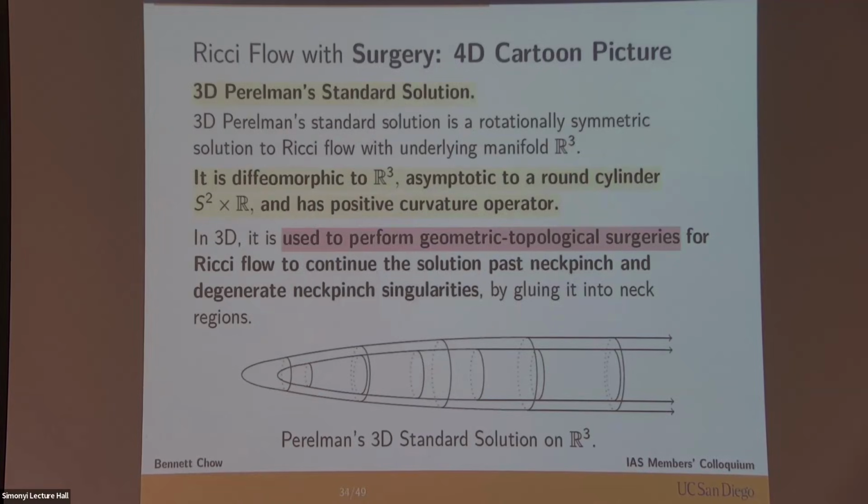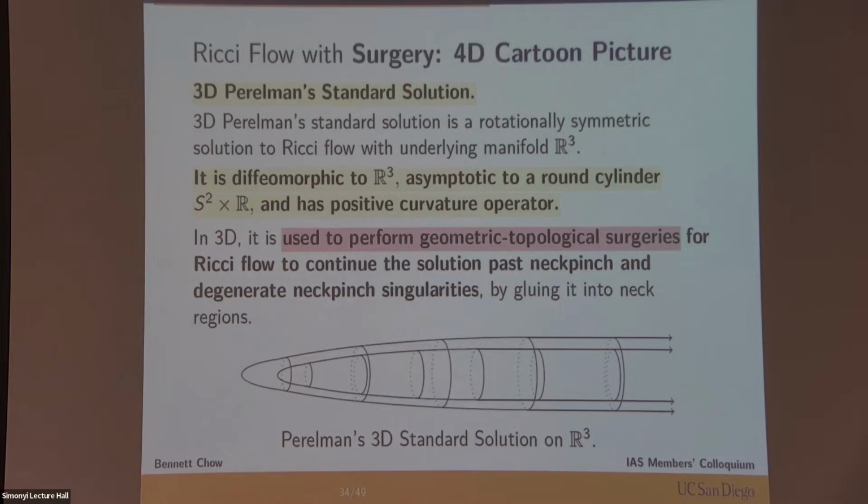This was used in 3D by Perelman to flow past singularities, and in particular necks and degenerate neck pinches. The idea is that you can simply take something that's asymptotic to a cylinder, round it off, and then show Ricci flow has some nice properties, etc. And this will have positive curvature, and you can use that to glue in.